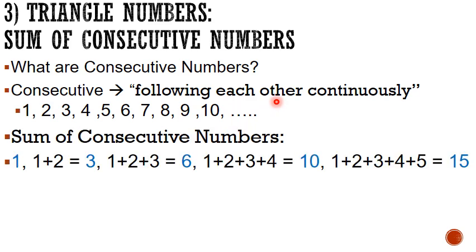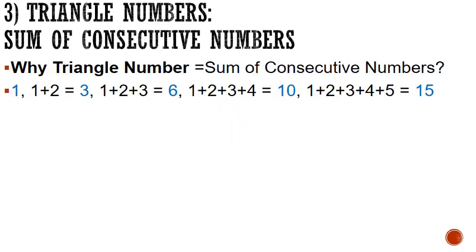So the sum of consecutive numbers basically means 1 plus 2 equals 3, or 1 plus 2 plus 3 equals 6, 1 plus 2 plus 3 plus 4 equals 10, and so on. So the sum means I add them all up, the consecutive numbers.